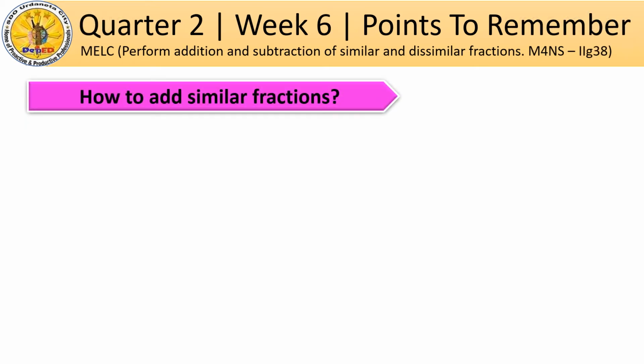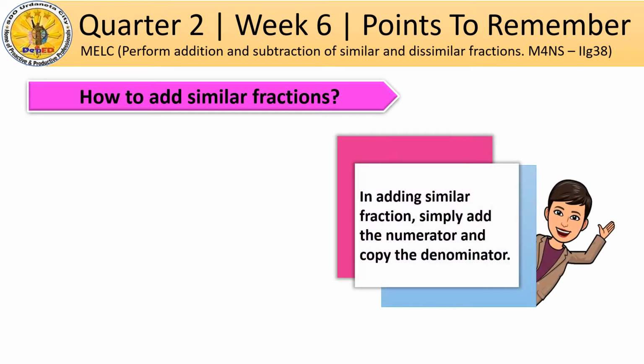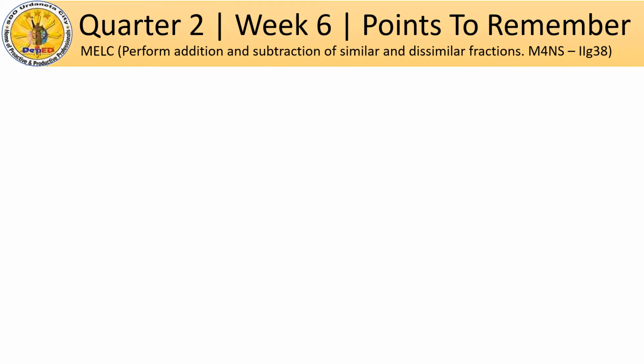How to add similar fractions? In adding similar fractions, simply add the numerator and copy the denominator. Now, let's add 5 over 10 plus 4 over 10. So add the numerator, 5 plus 4 is 9, then copy the denominator, 10. So the answer is 9 over 10.